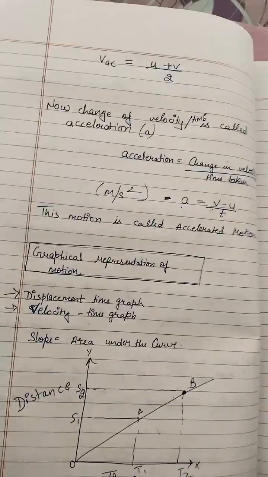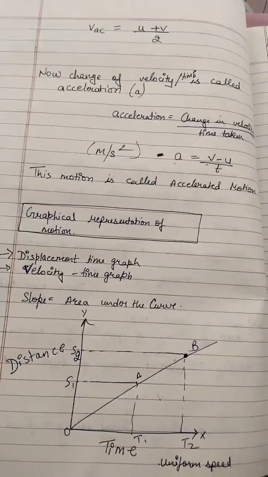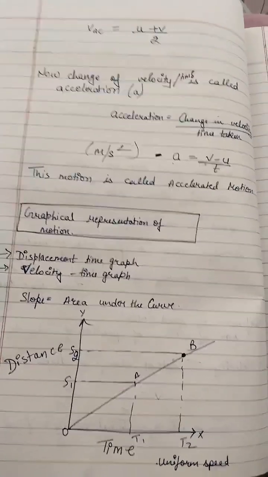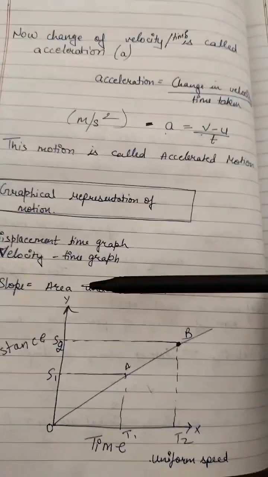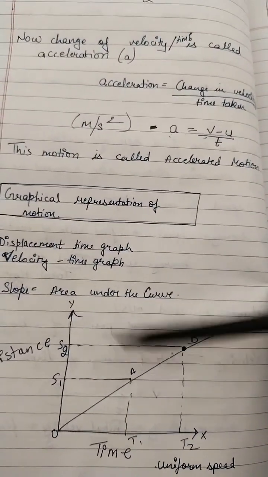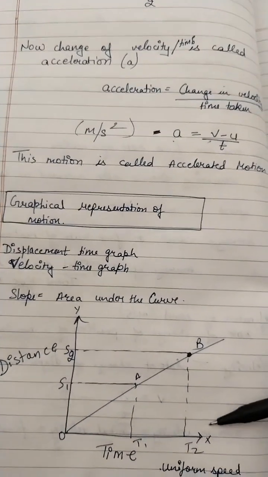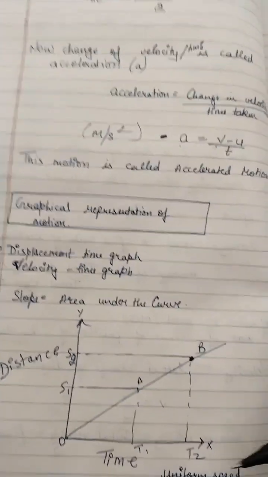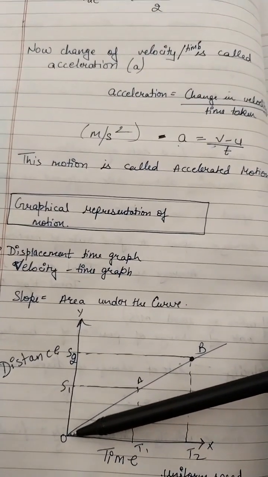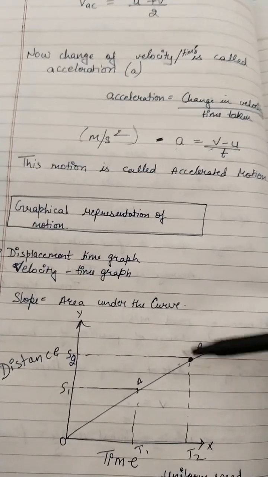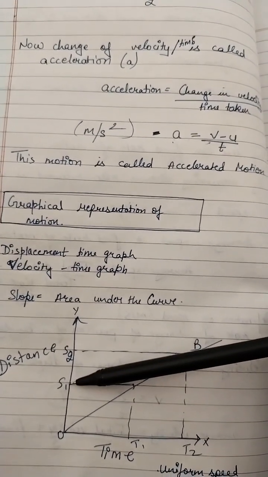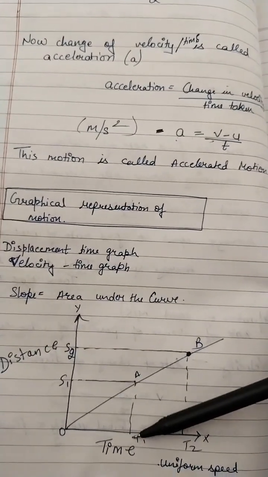Now how can we represent it graphically? There are two types of graphs, displacement time graph and velocity time graph. Here first is the displacement time graph, which is also known as distance time graph. See, here distance is shown on the y-axis and time is shown on the x-axis. It shows uniform motion. See, from O, A, then B. If we have to find slope, how do we find slope? S2 minus S1 upon T2 minus T1. Here I have written this. This graph is also used to find speed.